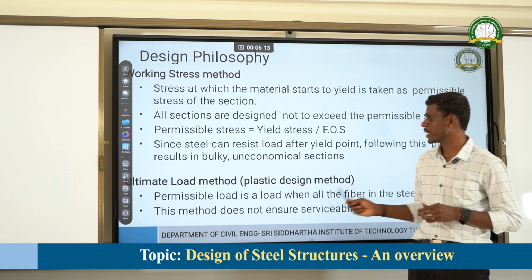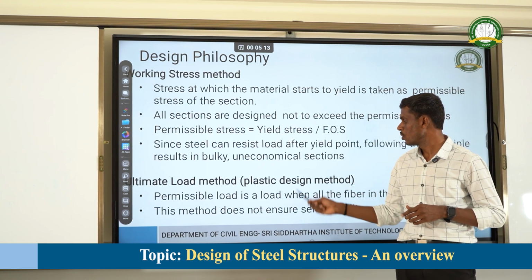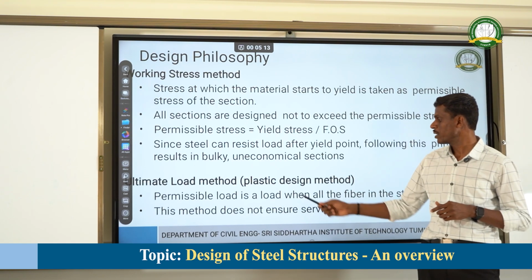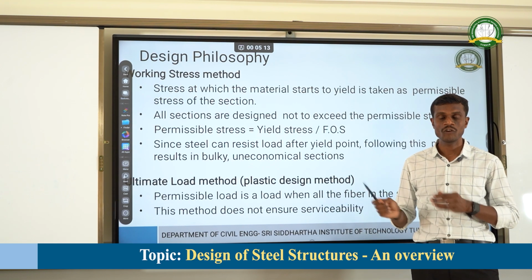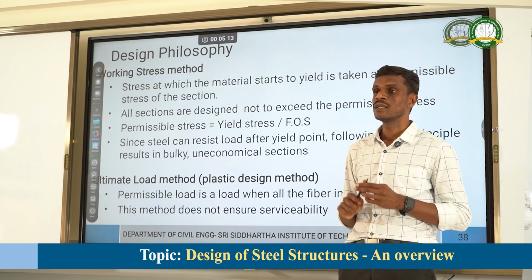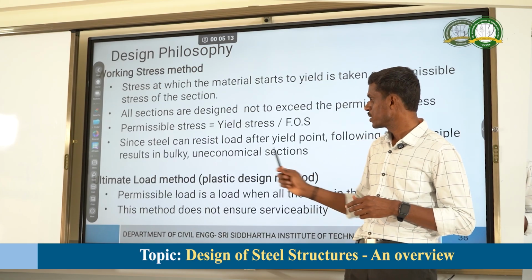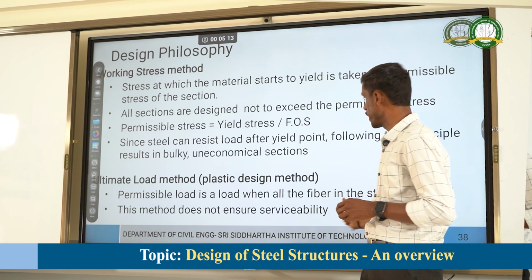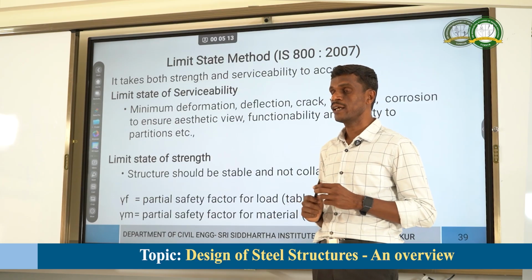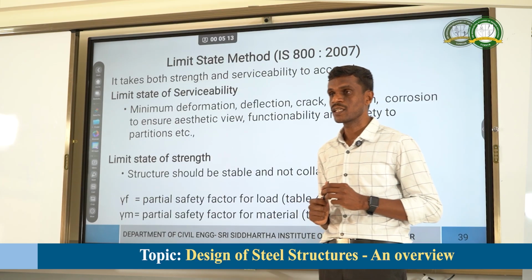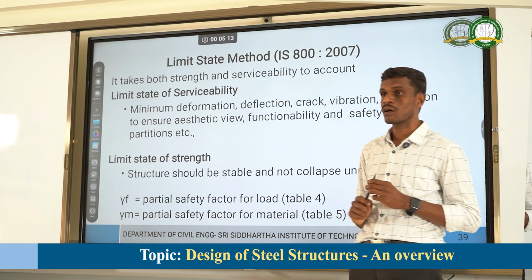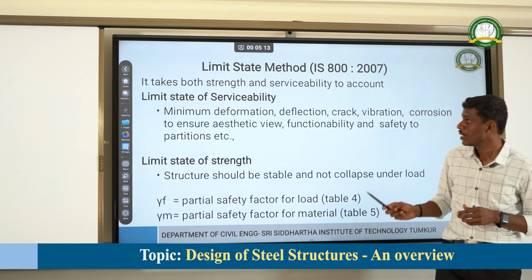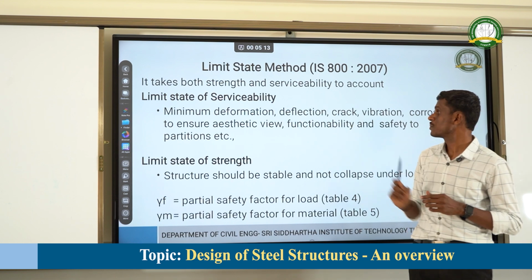That is the plastic design method. Permissible load is the load when all the fibers in the steel are yielded. This method does not ensure serviceability. Whenever we are designing any structure, it should ensure strength and serviceability. So this method was not ensuring serviceability, hence this was also depleted. Later came the limit state method. The limit state method came with the code book IS 800-2007. It takes both strength and serviceability into account.